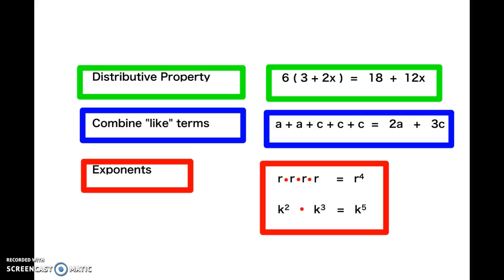The last three parts of prime time that we will cover will be the distributive property, which we've called whoop whoop, where we multiply 6 times 3 plus 6 times 2x to get 18 plus 12x. Combining like terms, which means combining all your a's, combining all your c's to get 2a plus 3c, and taking a look at exponents, just seeing that r times r times r times r is r to the fourth, and that you can actually multiply exponents, and really what you do is just add that exponent number. 2 plus 3 is 5.